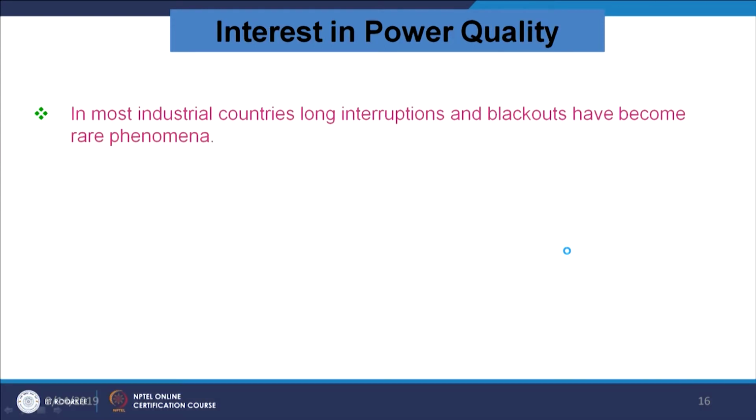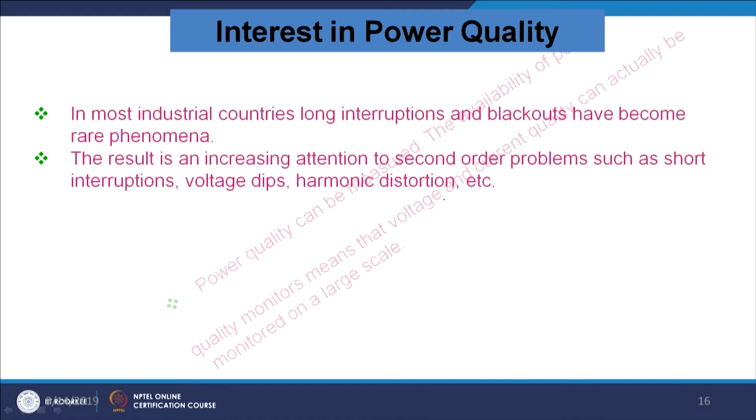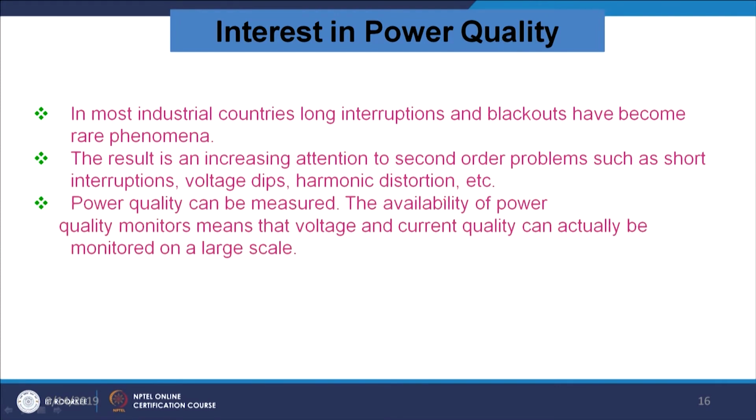Interest in power quality: for most industries, long interruptions and blackouts have become a rare phenomenon. Due to that we have reduced it. So, this results in increasing attention to second order problems such as short interruptions, voltage dips, harmonic distortion, etc. So, now you go to the second level of challenges. Power quality can be measured. The availability of power quality monitors means that voltage and current quality can be monitored on a large scale.